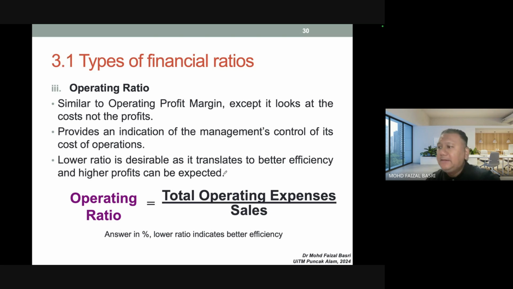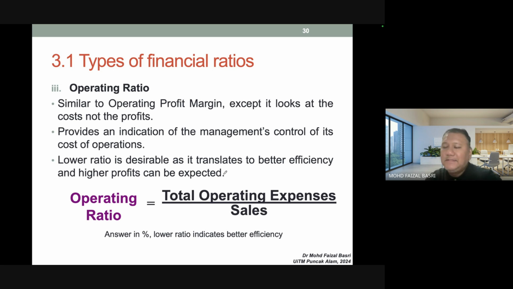Sebab it indicates that dia boleh manage their expenses more efficient. Okay, more efficient. So it provides an indication of the management control of the cost of operation, and lower the ratio is desirable as it translates better efficiency in managing dia punya sales amount lah.